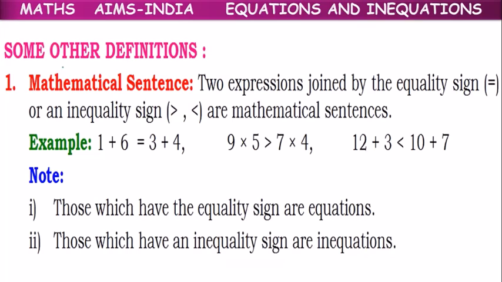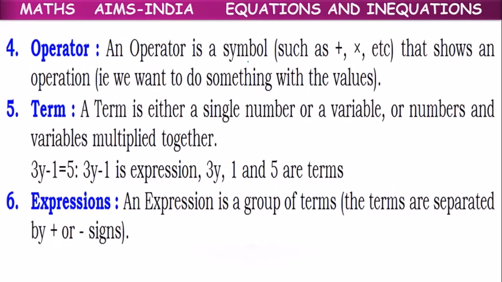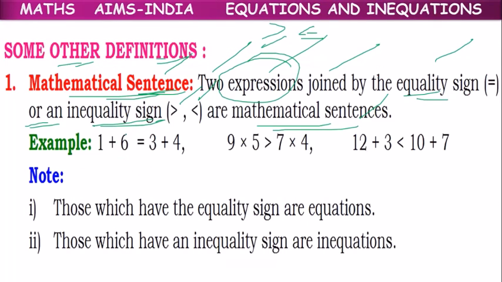Some other definitions, right? So, mathematical sentence. Two expressions joined by an equality sign or an inequality sign like greater than, less than, greater than or equal to, less than or equal to, are mathematical sentences. So what is an expression? A group of terms joined with an operator is called an expression.